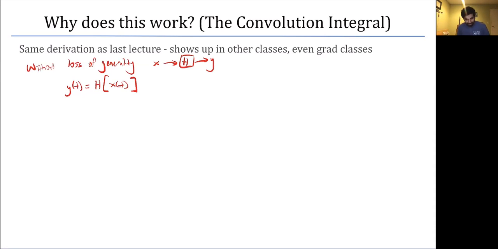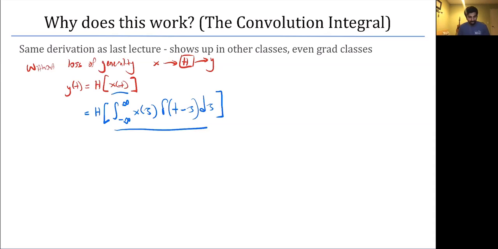However, we come now to something that is special, where we take our system H and we substitute in from the last lecture a new expression that we had for x of t. Remember that from the last lecture, we showed that we can write x of t in terms of a summation of shifted delta functions. So that looks something like this, an integral from negative infinity to infinity. All I've done is substitute x of t with the integral form of the deltas, and we learned that in the last lecture.